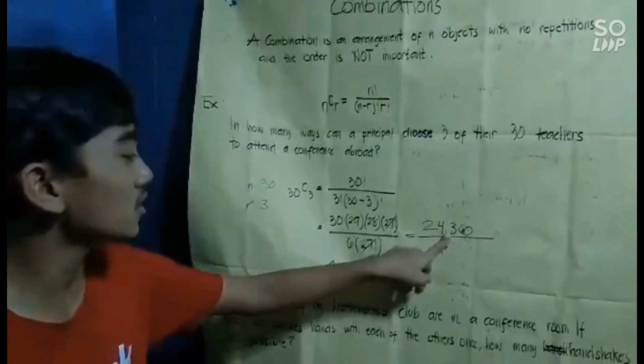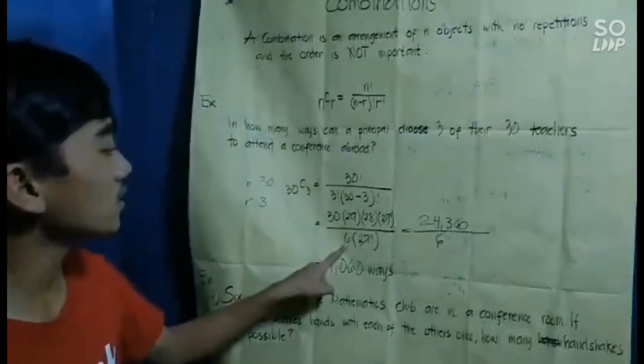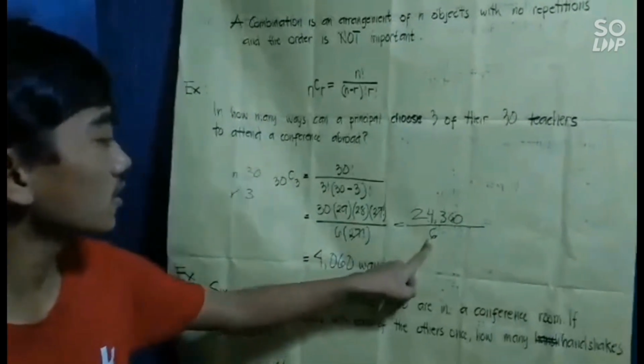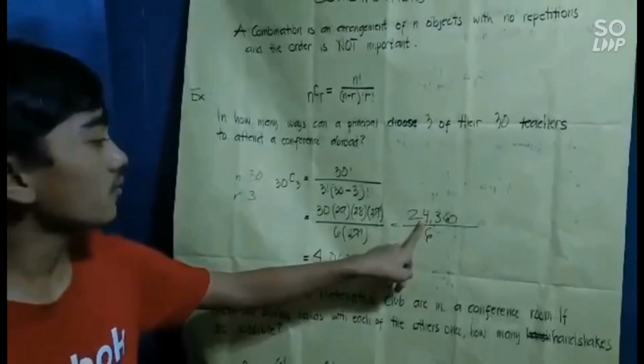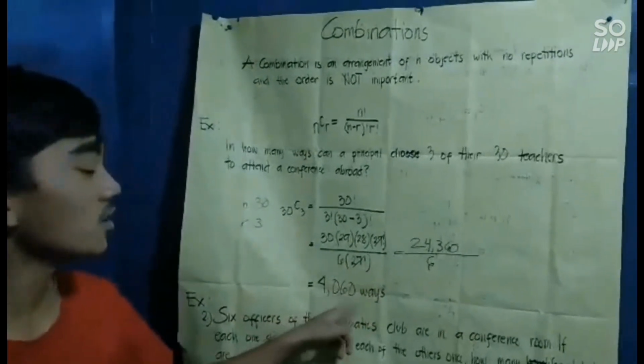Then the result of 30 times 29 times 28 will become 24,360. Then the 3 factorial is 6, so we copy the 6. Then 24,360 divided by 6 will become 4,060 ways.